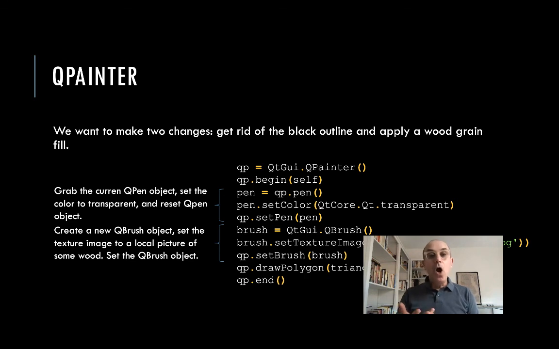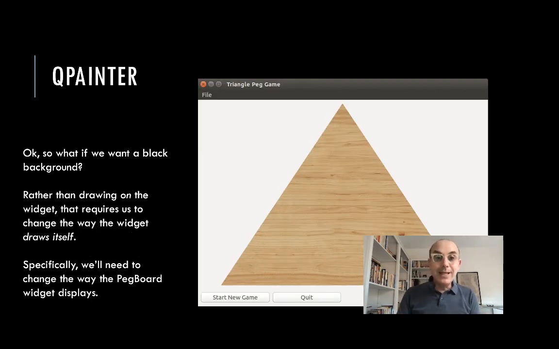So to grab the current Cube Pen object, we set the color to transparent, as you can see in the code, and create a Cube Brush object to set the texture to an image of a local picture of the same wood. So it will basically create a Cube Brush object in the end. So basically this is what we will have. So you want it to be black with a black background.